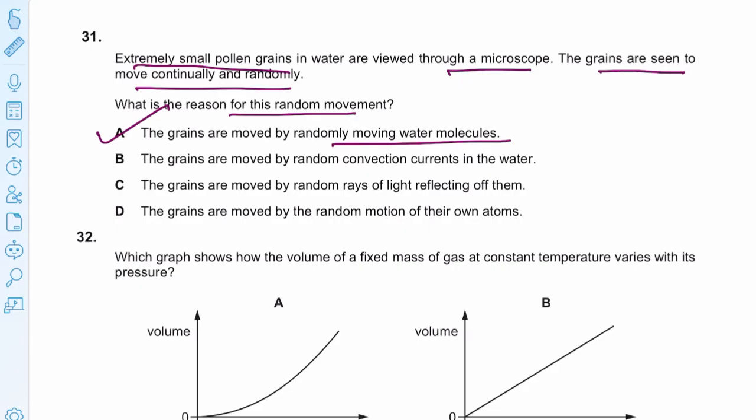The grains are moved by random convection currents in the water. No, because convection means we are giving heat to the water, and that's not mentioned. The grains are moved by random rays of light reflecting off. No, I don't think rays of light have the power to push like this. The grains are moved by random motion of own atoms. No, so this option A will be the correct answer.